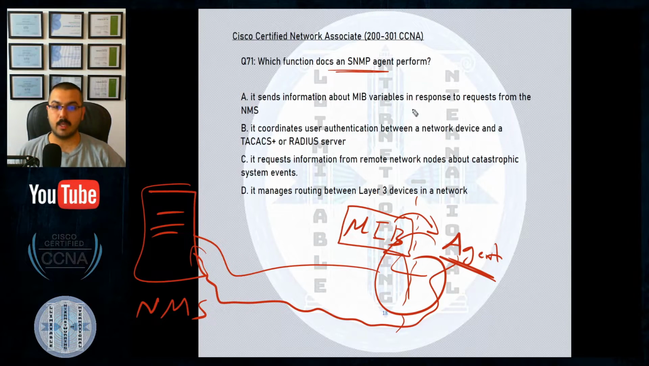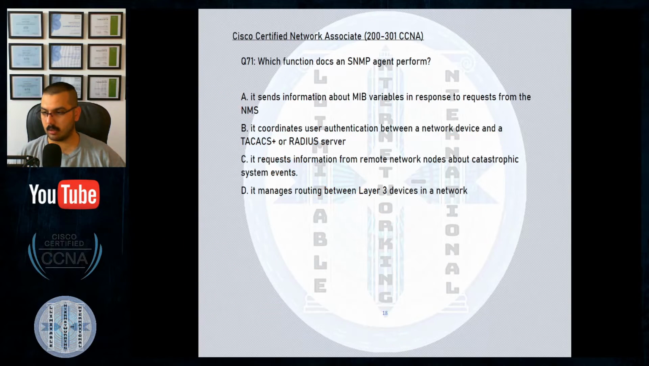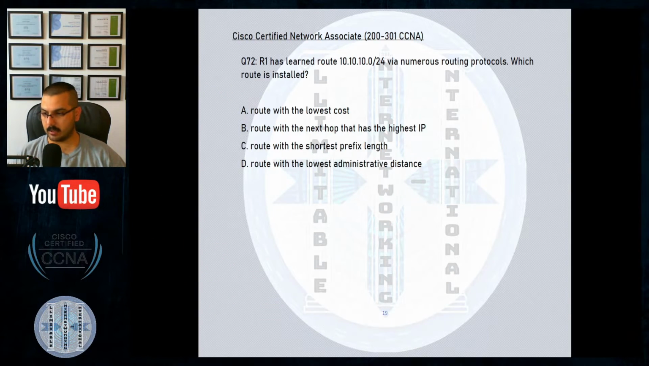So the SNMP agent sends information about MIB variables in response to a request from the NMS. Definitely correct. It coordinates user authentication between a network device and the AAA server? No. It requests? No. It manages routing? No. So A is the only correct answer here.